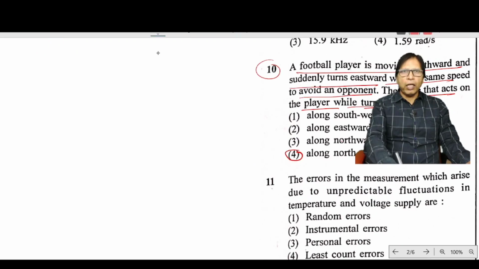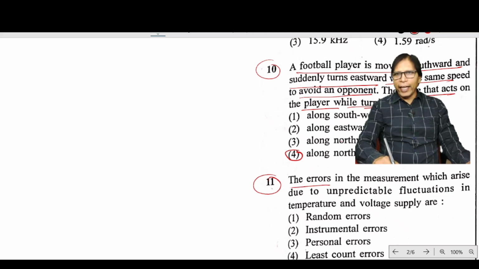Okay. Now look at this, the error in the measurement which arises due to unpredictable fluctuation of temperature and voltage supply. Look at this, this is the random error.